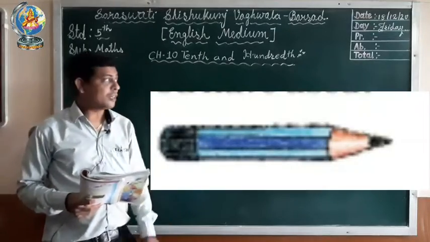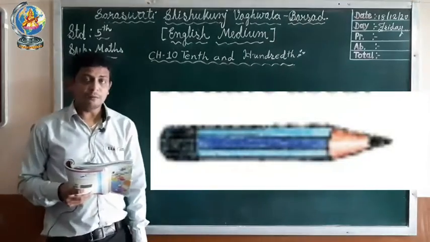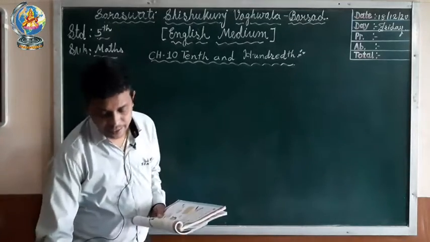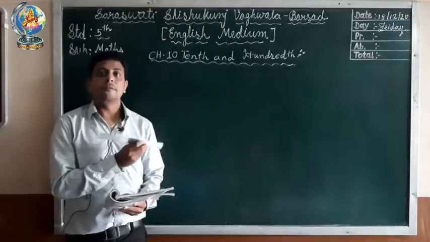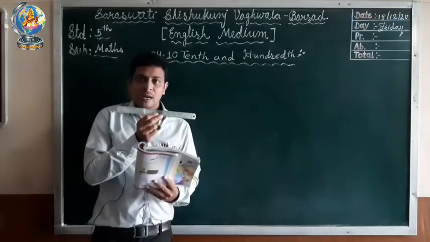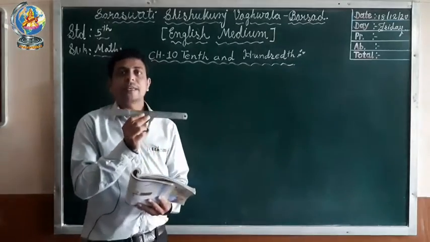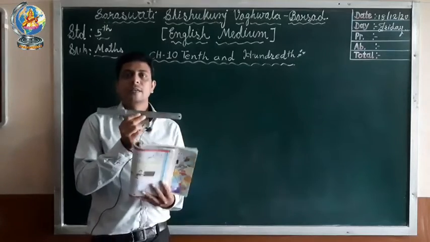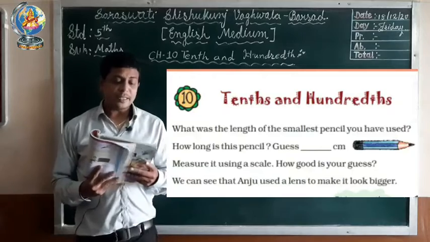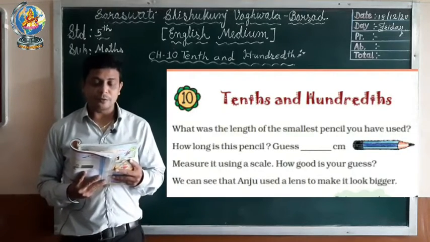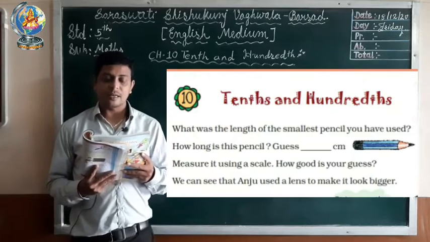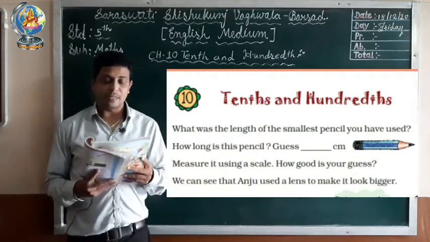So you can see here a picture of a pencil. Now we have to measure this pencil with the help of a scale. We already learned in previous classes how to measure length with the help of a scale. What was the length of the smallest pencil you have used? How long is this pencil? Yes, and black is given centimeter.